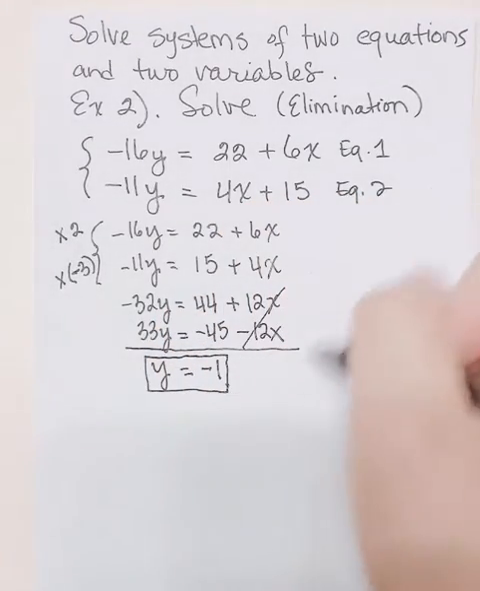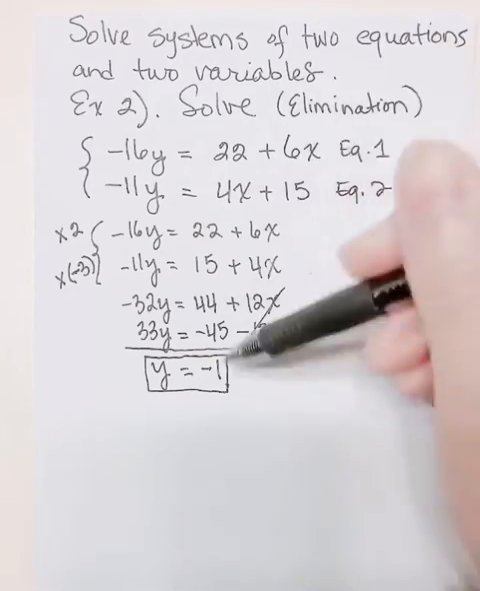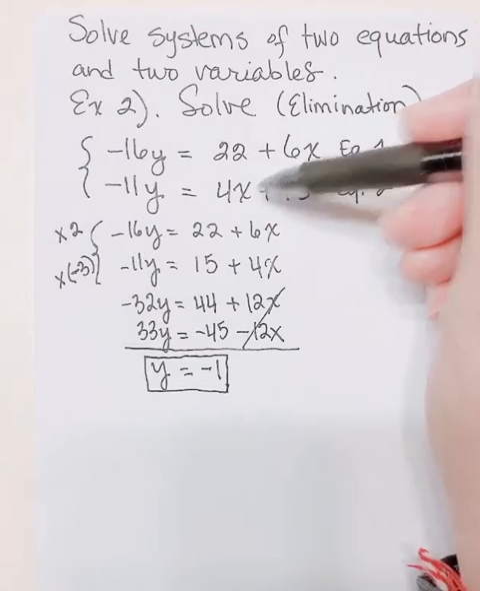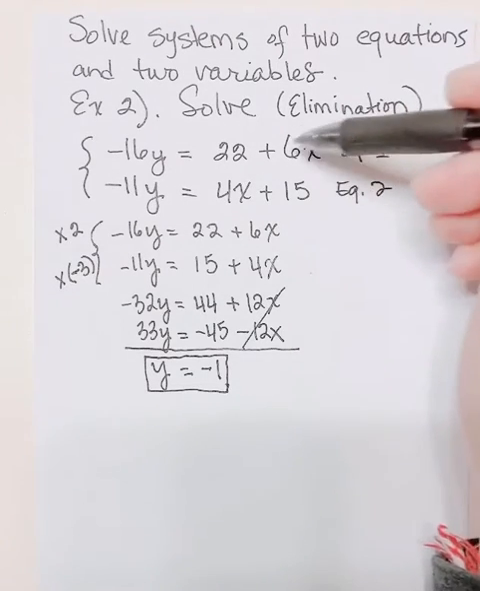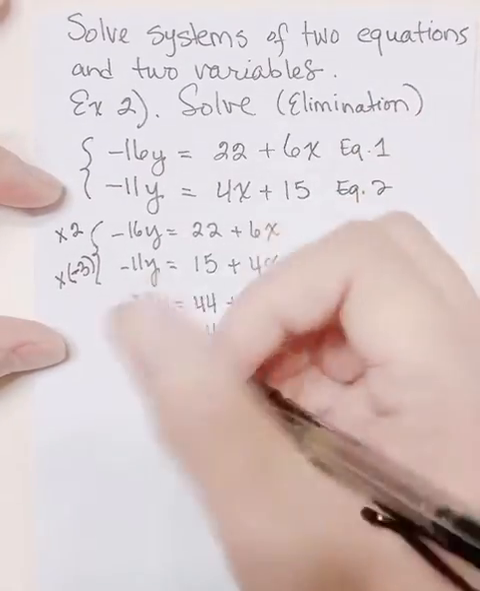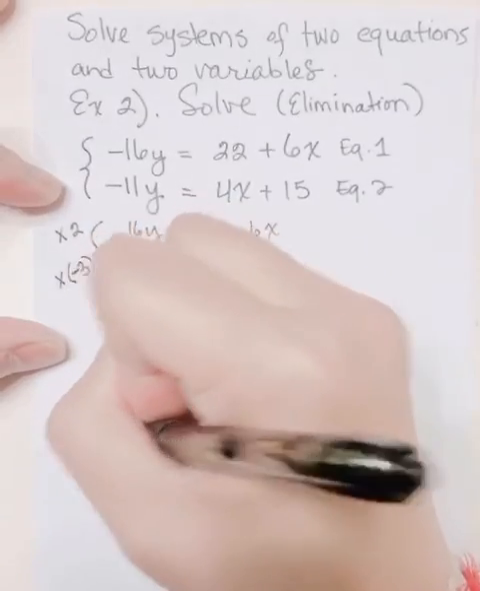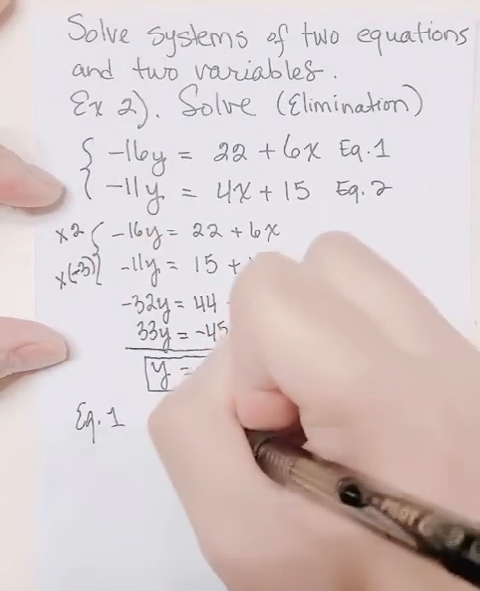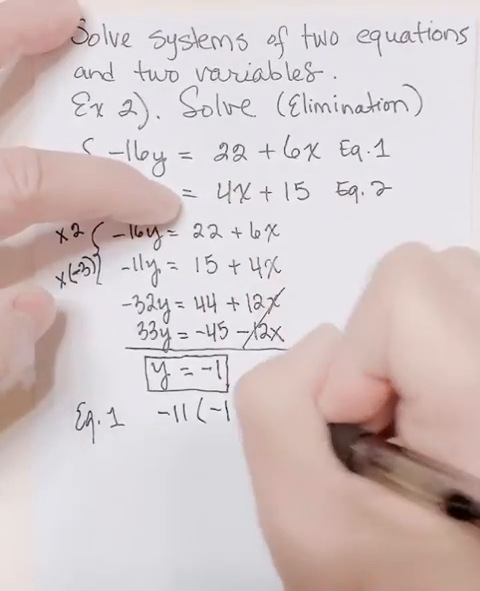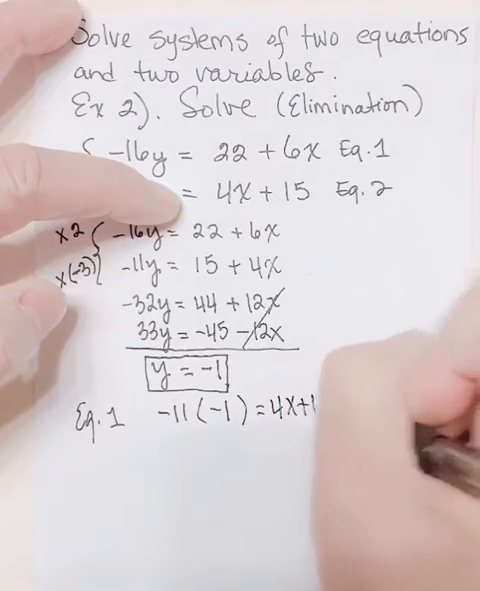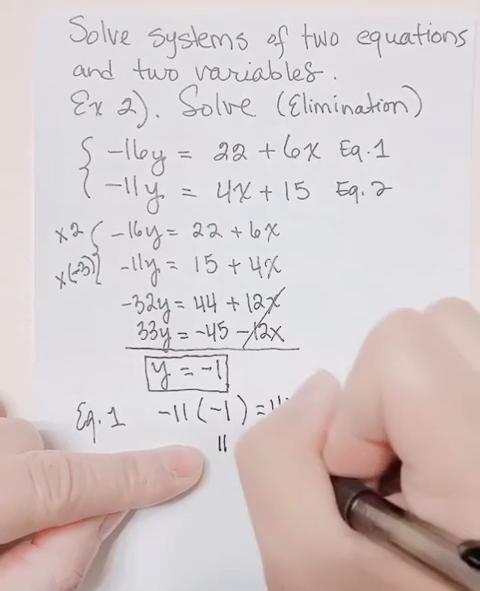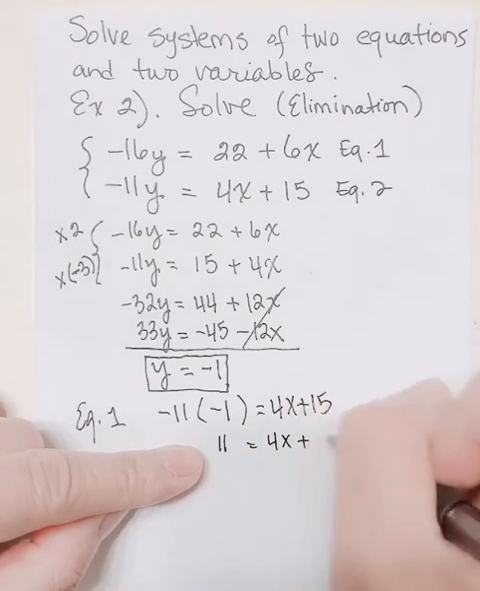So after that, I'm going to go back to my original equation and pick one of these and substitute the negative 1 for y in there, and then I'll solve for x, right? Well, the first equation is good, but the second equation is good too. It doesn't matter. The second equation seems better because it's smaller. So I'm going to pick the second equation to solve for x. So negative 11 times y, well, instead of y, I'm going to put negative 1 in there, equals 4x plus 15. So I'm going to work this out. Negative 11 times negative 1 is positive 11 equals 4x plus 15.